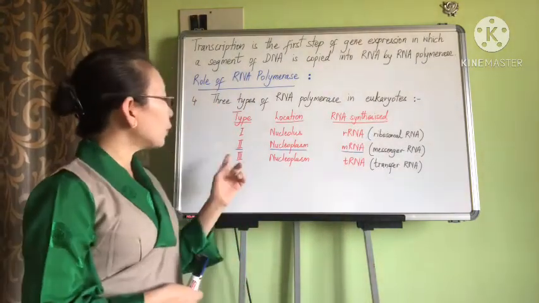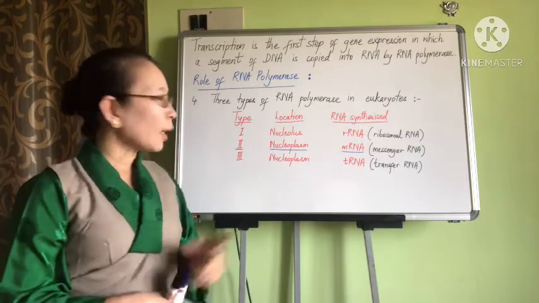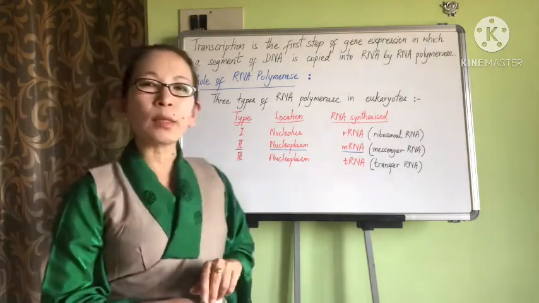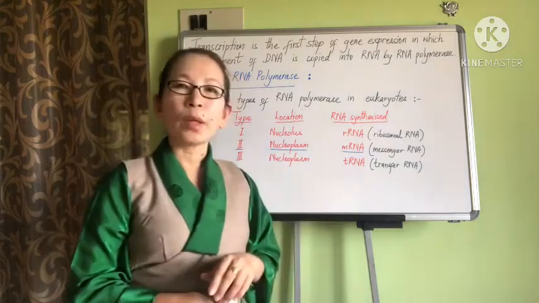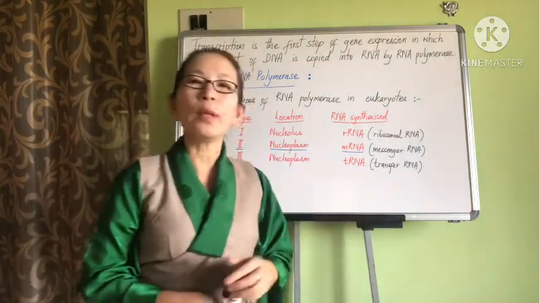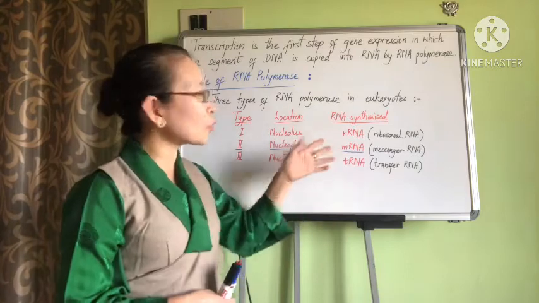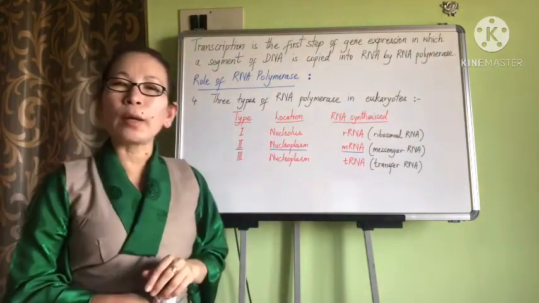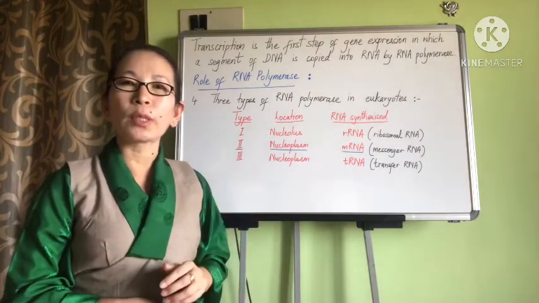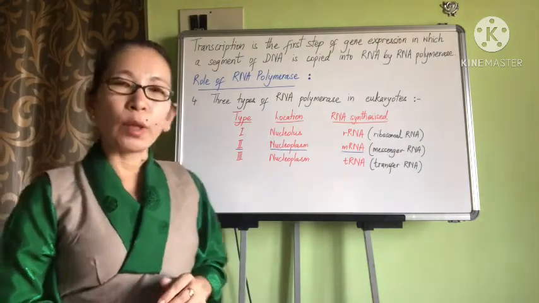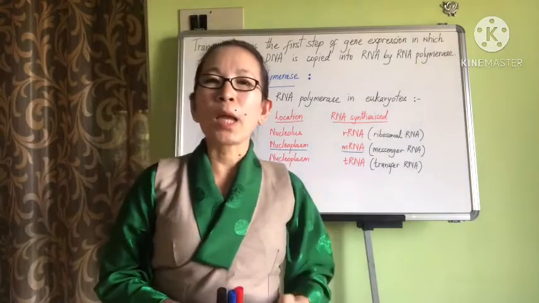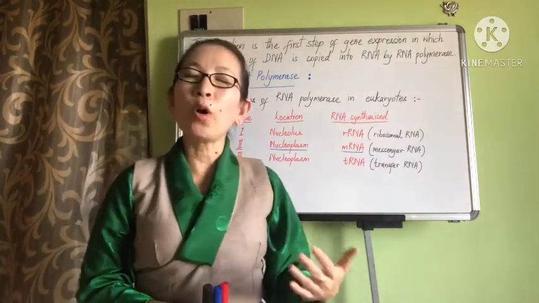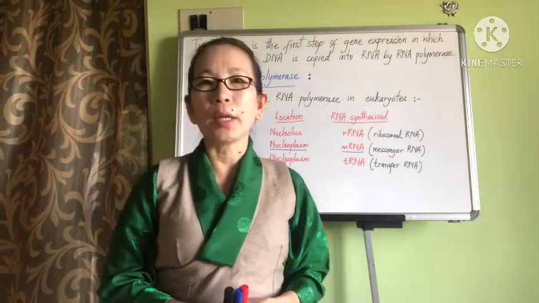While the third type, known as RNA polymerase 3, again present in the nucleoplasm, is responsible for the transcription of tRNA, where T stands for transfer RNA. So these are the 3 types of RNA transcribed by 3 different types of RNA polymerases in eukaryotes. In prokaryotes, however, they have only one type of RNA polymerase, which can transcribe all the 3 types of RNA.